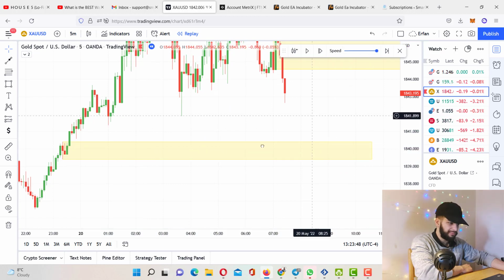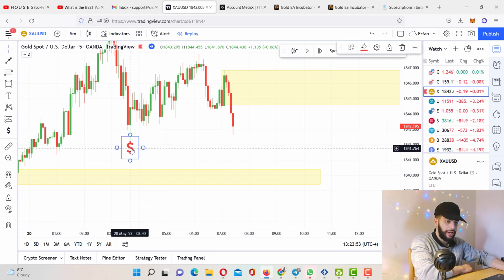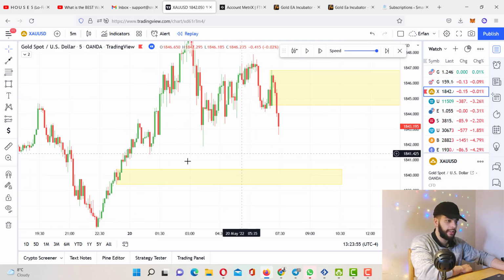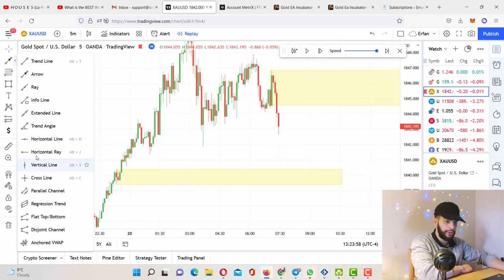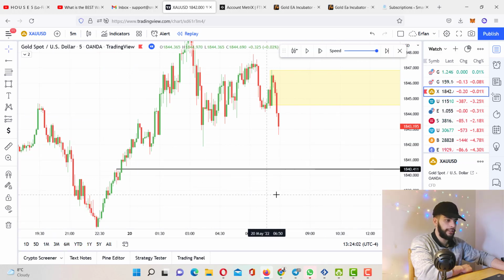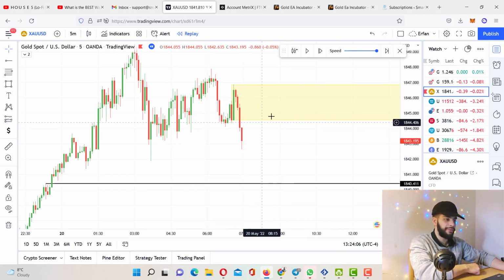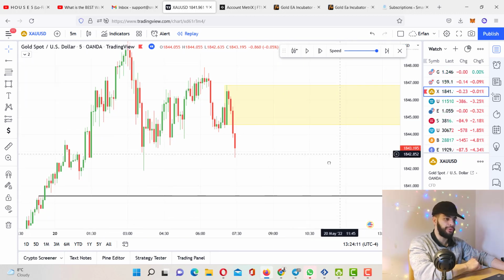And instead of having my target here, I had my target right here. So instead of this, I had my horizontal right here, and then I made a support level here, and then I deleted that one. I was just waiting for the price to come back to this level to fill in the gap, and then I was waiting for a good sell confirmation to take my entry.